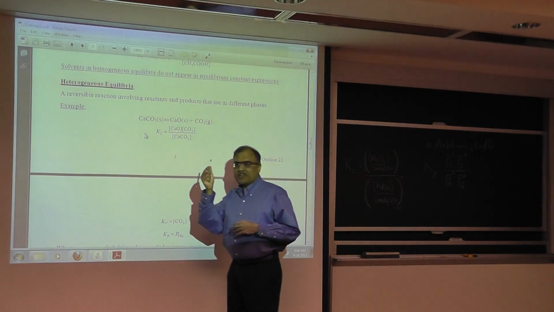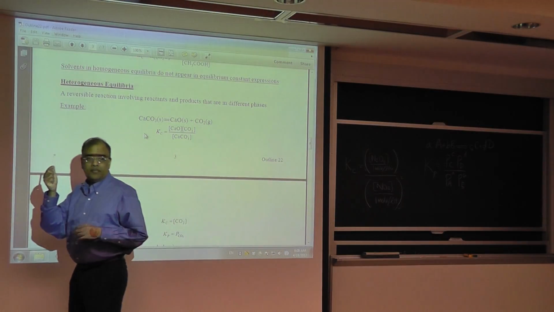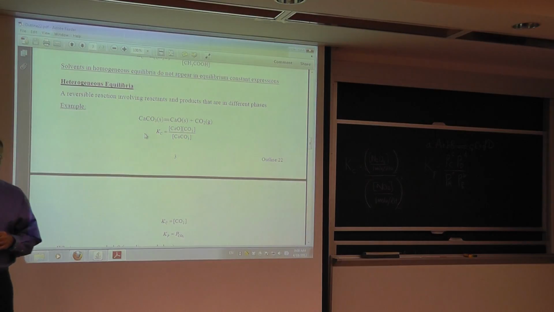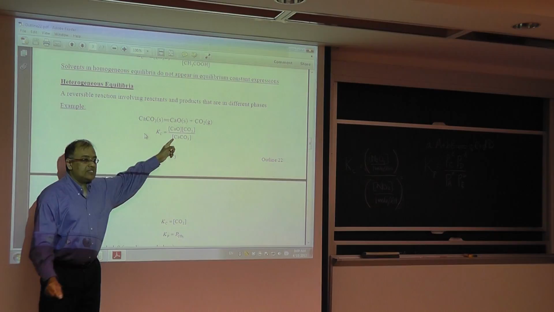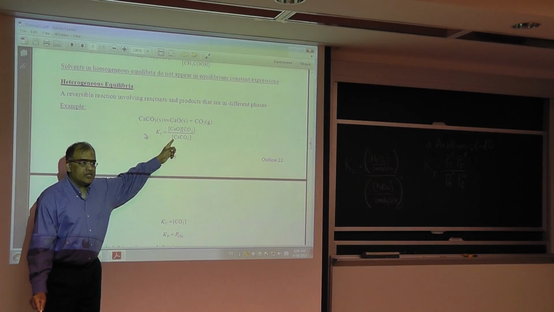I have a piece of calcium carbonate in my hand. So think about the concentration of calcium carbonate in this piece of chalk. What is the concentration of calcium carbonate in this piece of chalk here? Same. Therefore, the concentration of calcium carbonate is a constant.